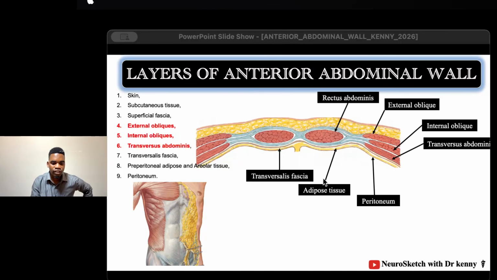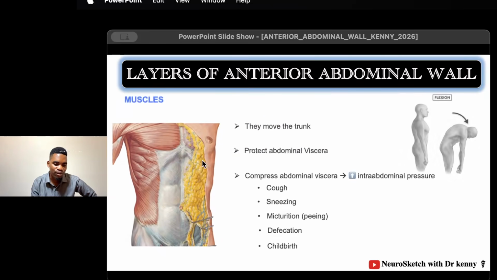After the adipose tissue, you have the preperitoneum. After that one, you have the peritoneum. Then this is the inner. And this picture summarizes all the 9 layers of the anterior abdominal wall. So for our interest today, let's discuss these muscles, the muscles of the anterior abdominal wall.